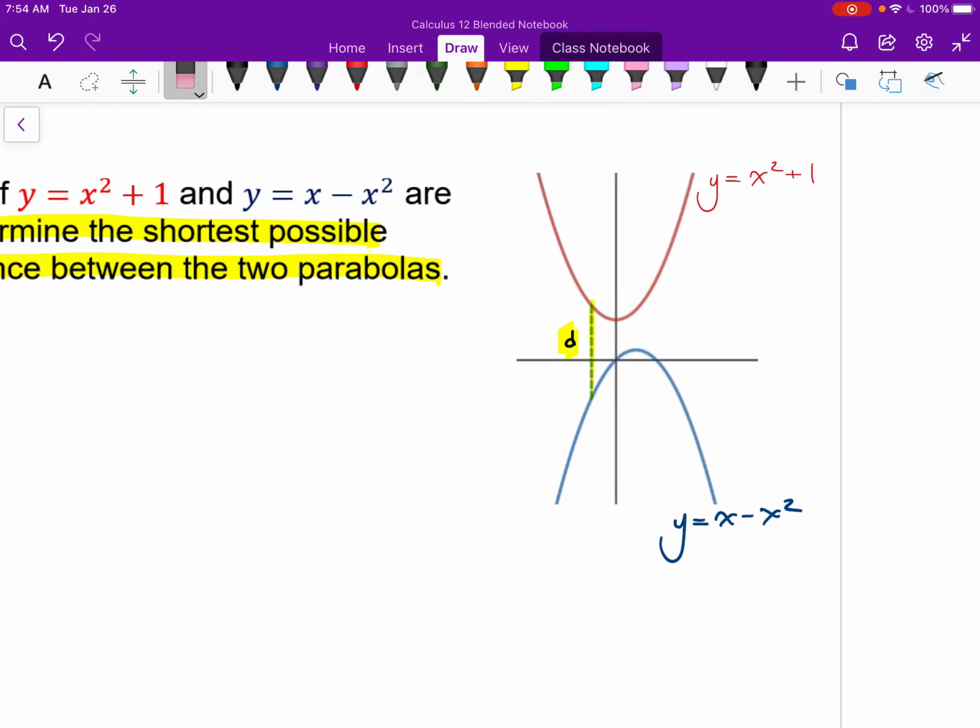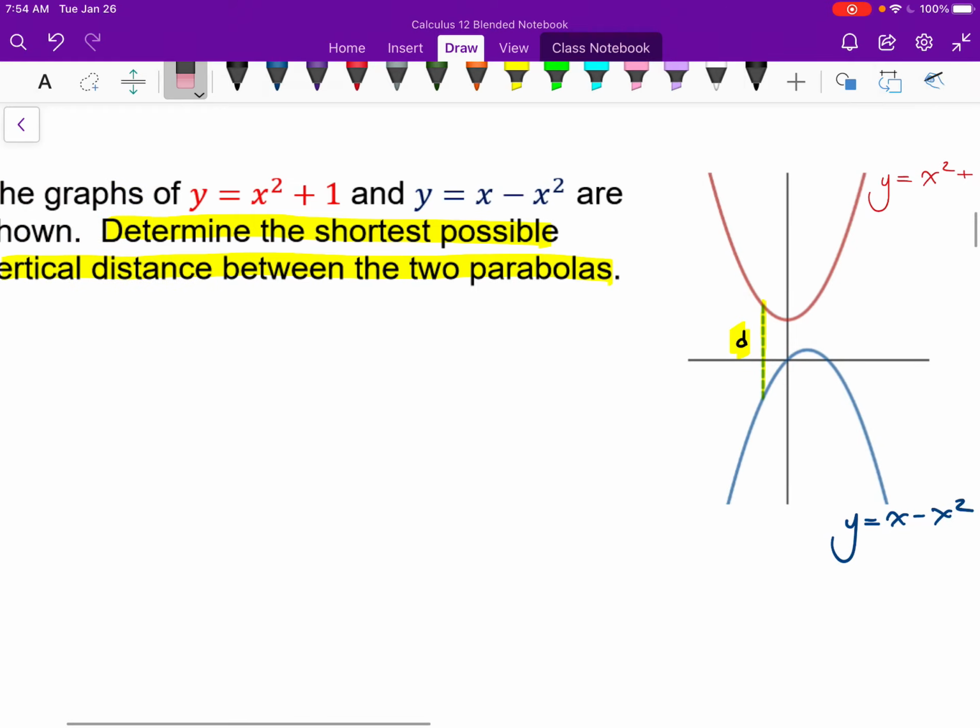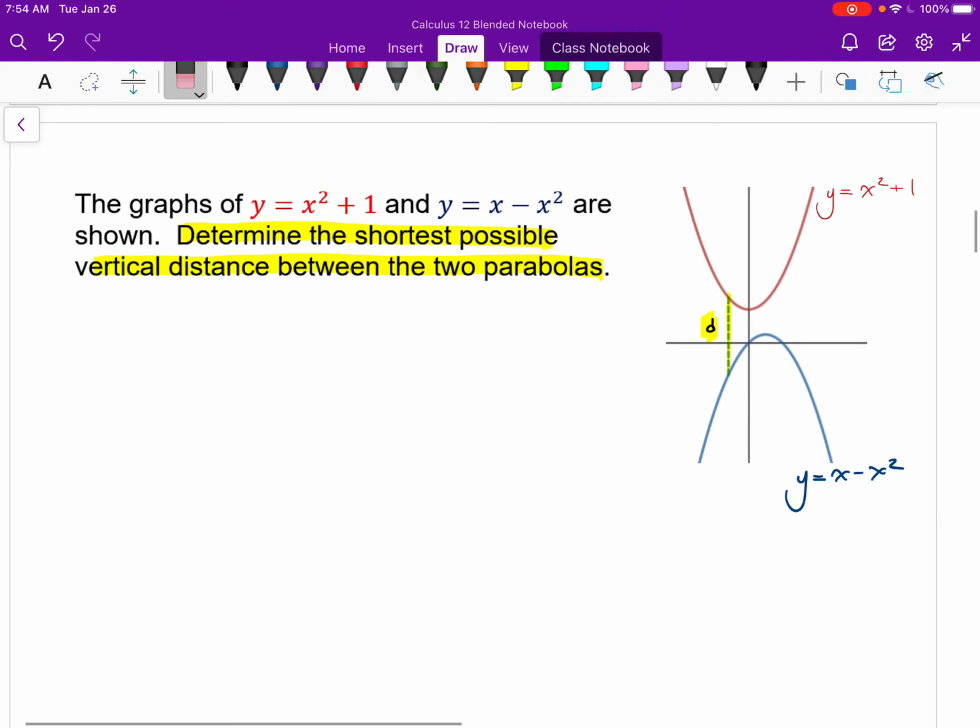Well, that distance that I've highlighted there in yellow is the difference between the y coordinates of these two functions. And really, the function in red is always greater than the function in blue. So that distance, if I want to keep it positive, which I do, is always going to be the same as the output of x squared plus 1 take away x minus x squared. And so the distance that we're trying to minimize is always going to be the output of x squared plus 1 minus the output of x minus x squared.